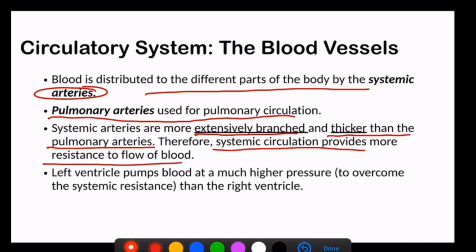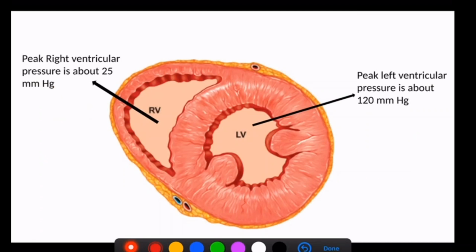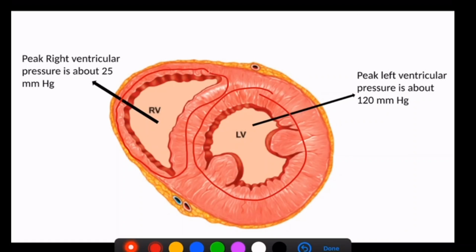The left ventricle pumps blood at much higher pressure than the right ventricle. Because of this, the left ventricle gets hypertrophied, the muscle mass increases, and the shape of the left ventricle is circular. The right ventricle pumps blood at a lower volume and lower pressure. That's why its shape is semilunar and the muscle does not get hypertrophied. Peak left ventricular pressure is 120 mmHg and the peak right ventricular pressure is 25 mmHg.